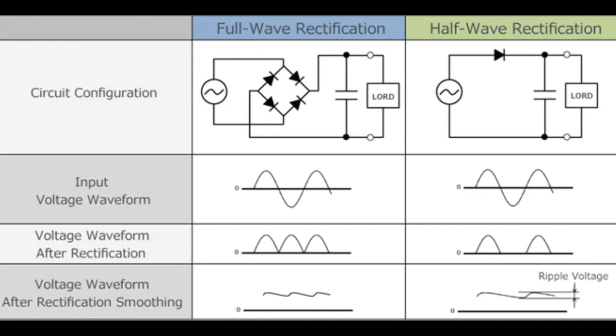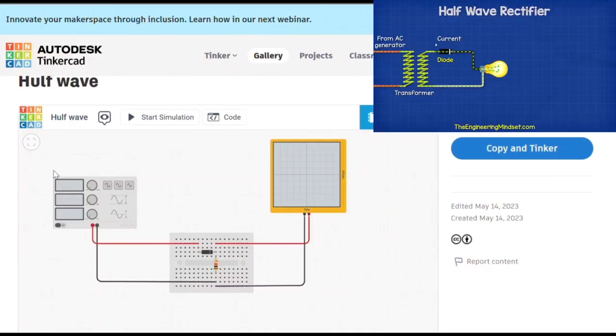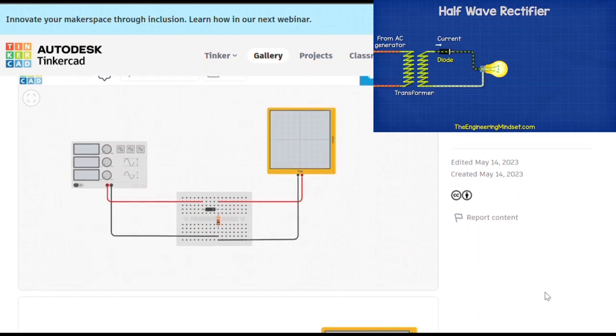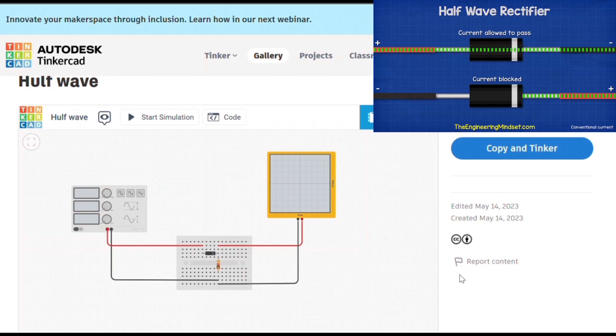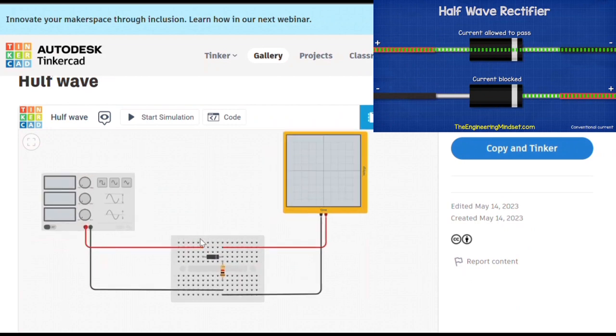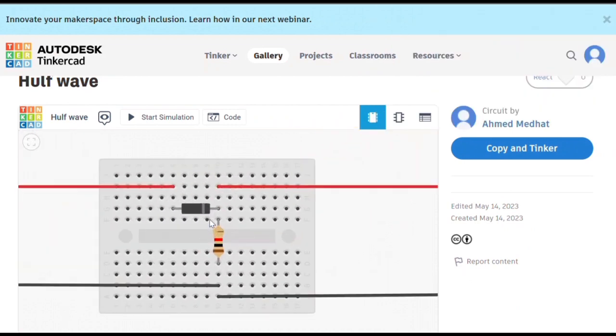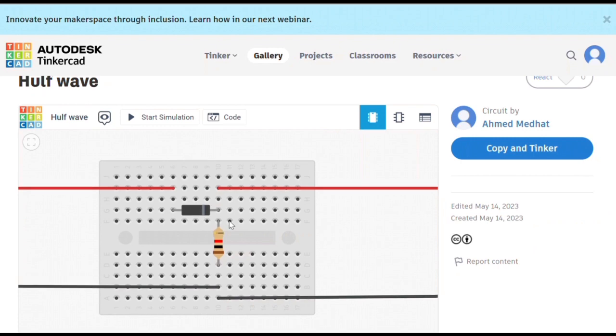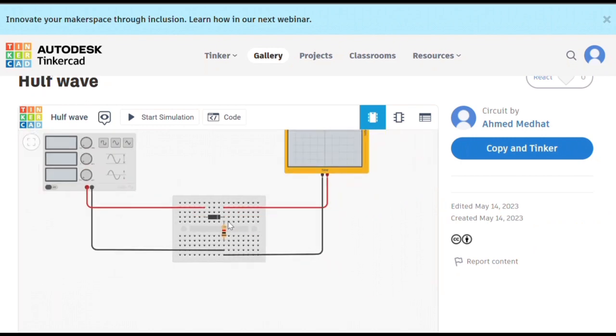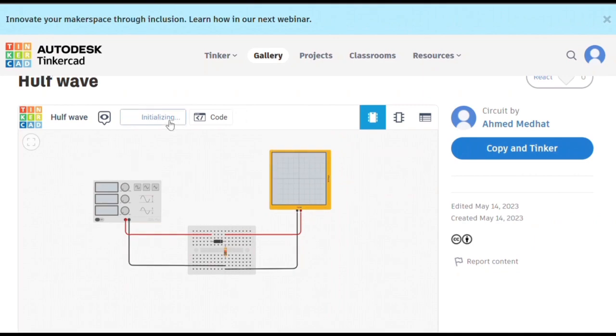There are two types of rectifier. One is the half-wave rectifier, which is simply a rectifier circuit that converts an AC voltage to DC voltage by rectifying only one half of the input waveform. It uses one diode to allow current flow in one direction and block it in the opposite direction.